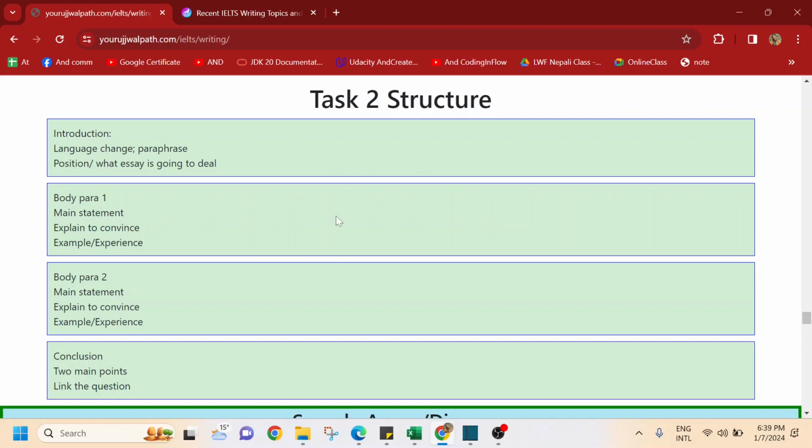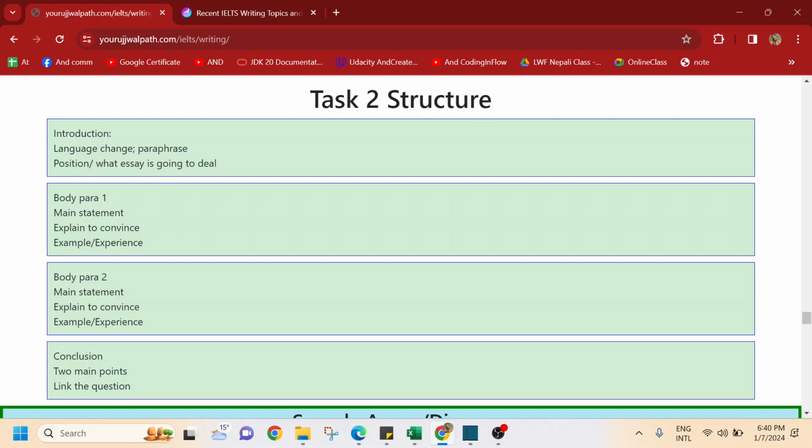So here is a skeleton of IELTS writing task 2. You have to do the introduction, and in the introduction you should present the language change. We call it paraphrase also. You have to change the question's language. Next you need to give the position of what the essay is going to deal with. You need to put your answers over here, and based on the answers provided over here, you need to provide your body paragraph.